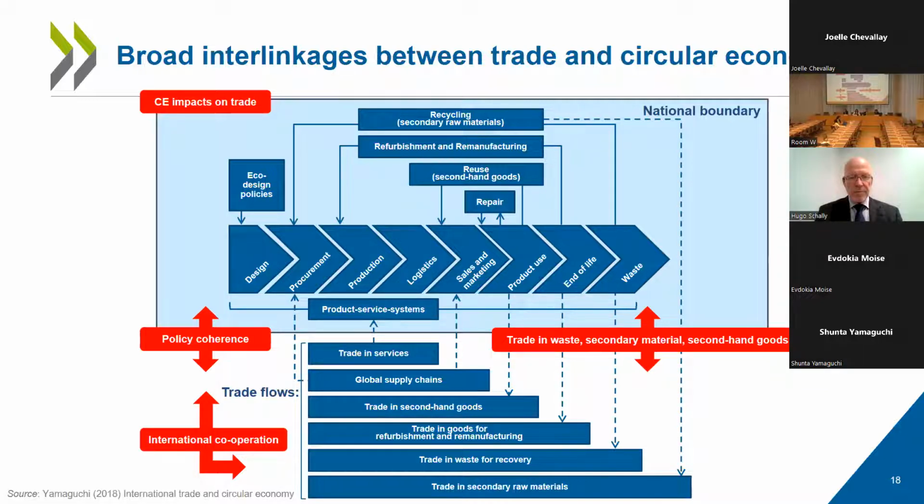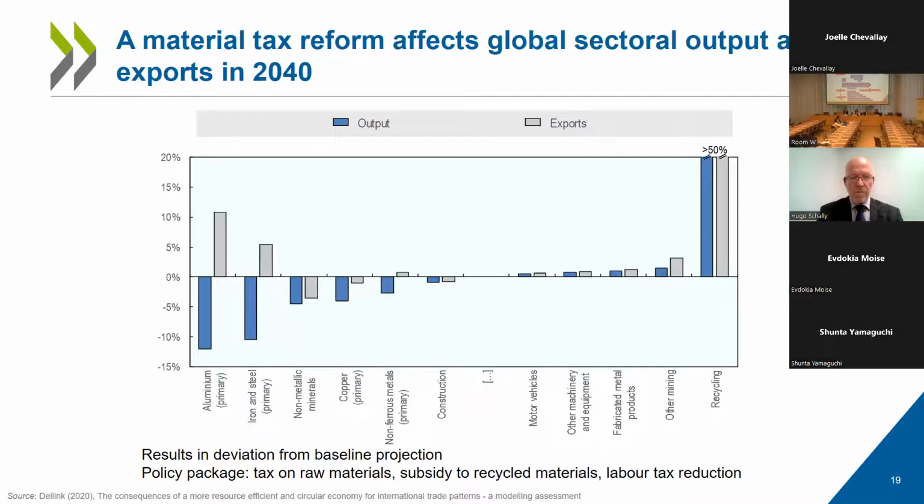So starting with this very first point on how circular economy transition has an impact on trade, as Rob mentioned, we've done a lot of modeling analysis on this, and we tried to make projections if we would have a global circular economy transition based on fiscal tax reforms. And here are some results by 2040 with the blue bars on outputs and the gray bars on exports. And there are two stories to tell here.